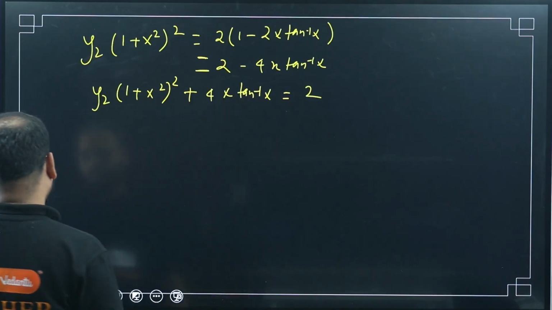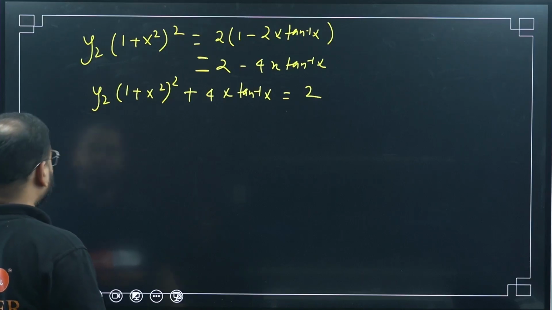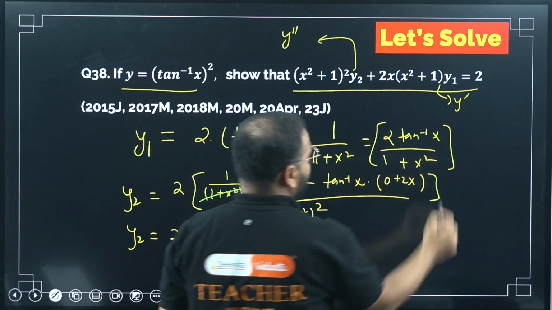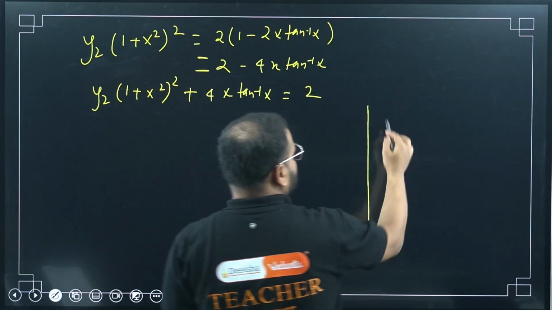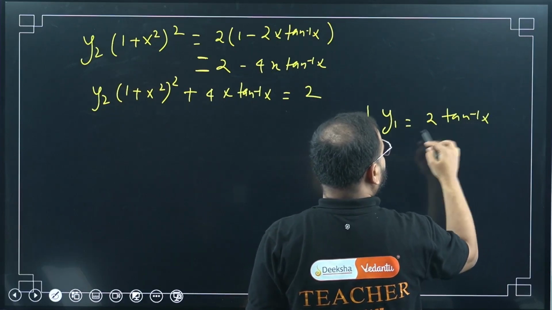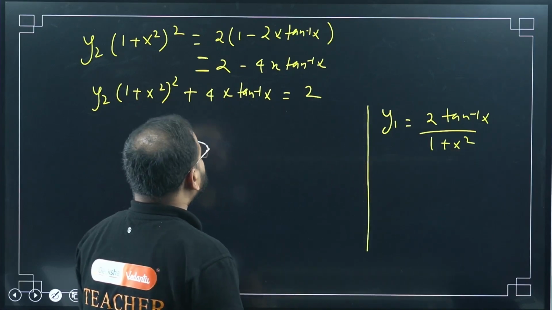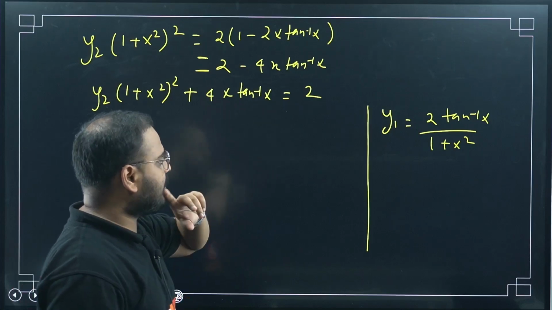Now please check. What is my y1 value? This is my y1 value. Yes or no? Yes. So let me write the y1 value again here. My y1 value is 2 tan inverse of x upon 1 plus x square. So from here I want what value? I want 4x tan inverse of x. How am I going to get it?